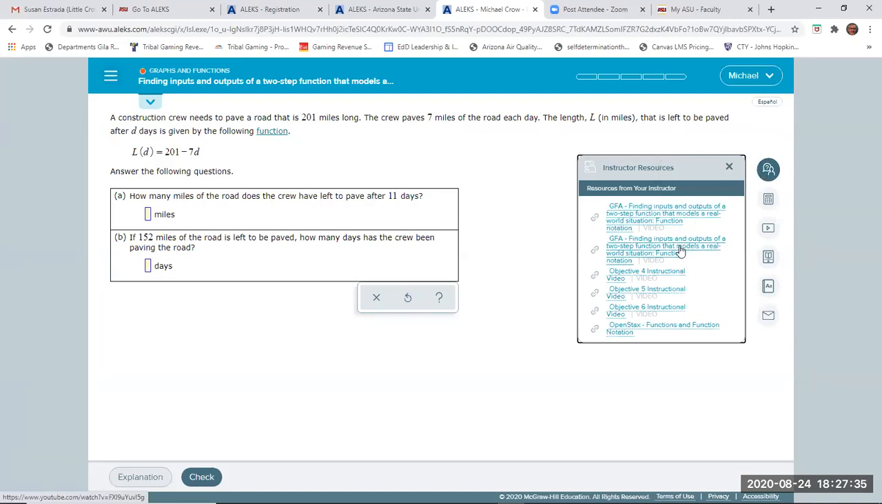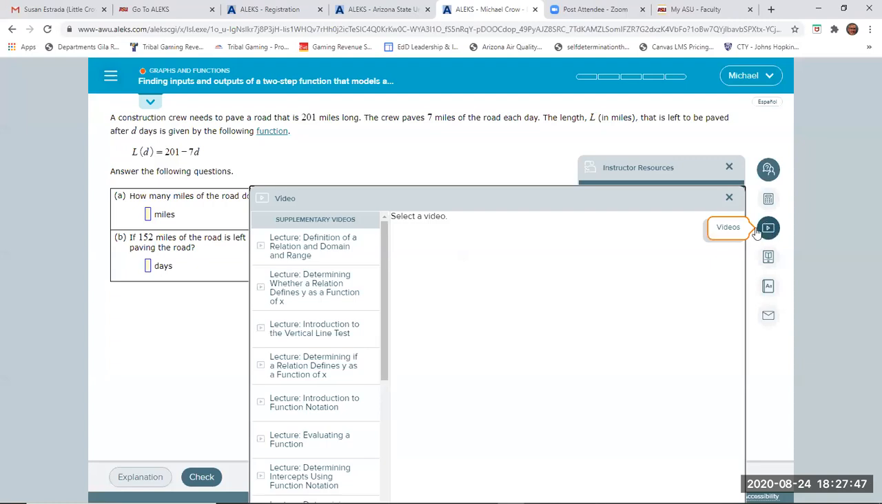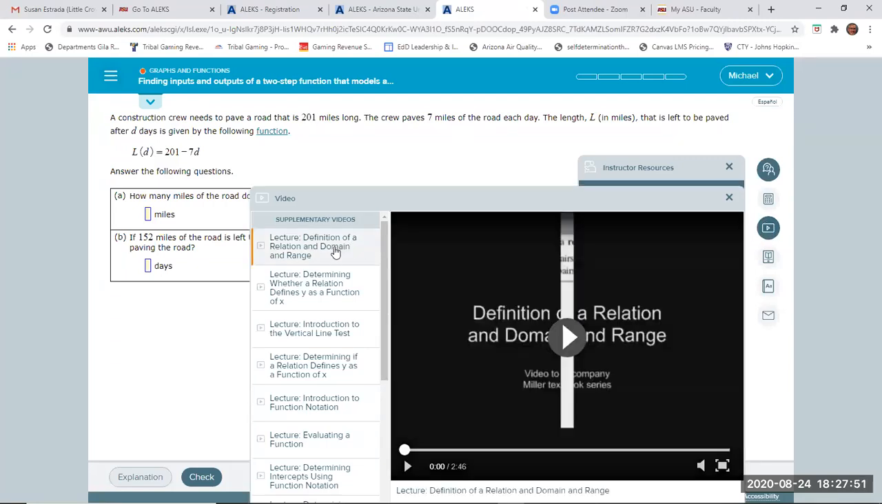Finding inputs and outputs. There are some videos, Objective 5 instructional videos. You could try some of these. There's also this video link. You click on that: Lecture for definition of rational domain and range. Again, some videos you can watch here.